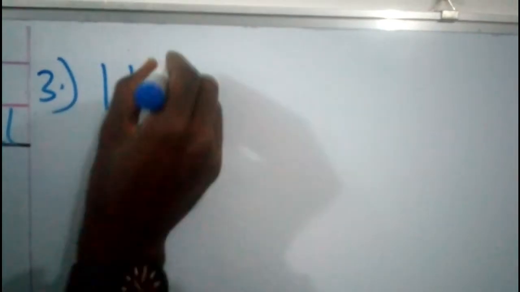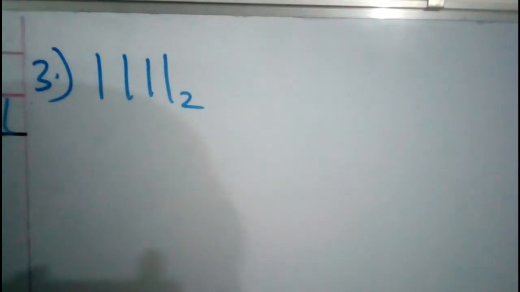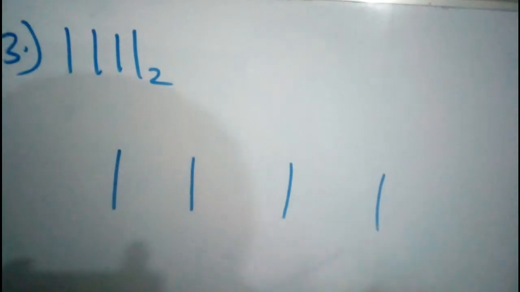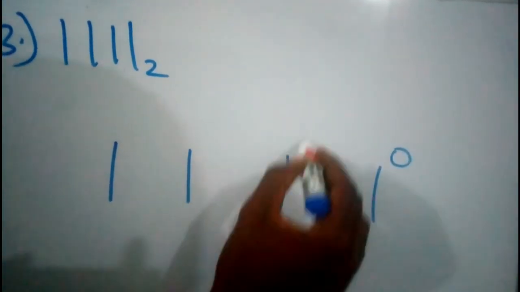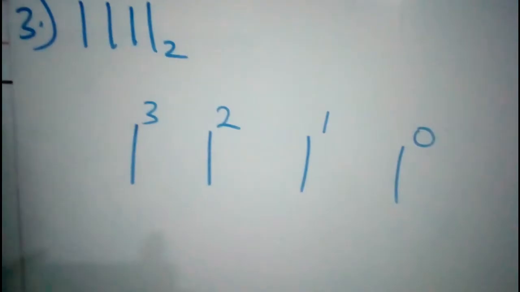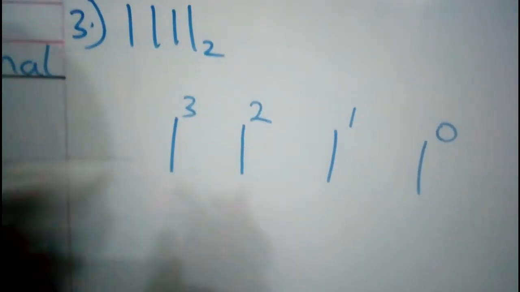Alright, example 3. Convert 1111 base 2 to decimal. This is a binary number. So what you do is separate the digits: 1, 1, 1, 1. Starting from the right hand side, let's raise to power, starting from 0: power 0, power 1, power 2, and power 3. So the next step is to multiply each digit by 2 and raise it to the powers.